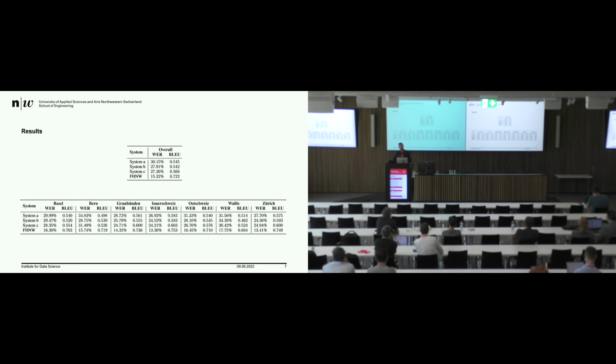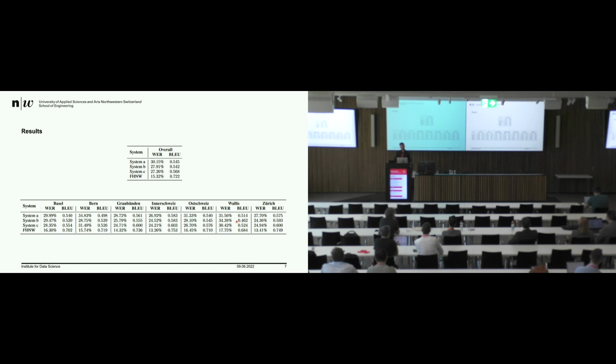And what we see here is that Wallis is the one dialect that works the worst. It has the lowest Plüss score and the highest word error rate. And for those of you who are familiar with Swiss German dialects, I think you can relate, because Walliserdeutsch is far away from the other dialects and it's not that easy to understand. And the other thing is that system B is especially bad on the Wallis dialect.